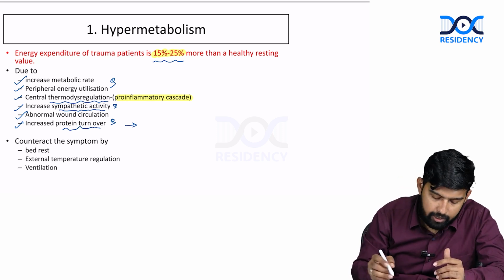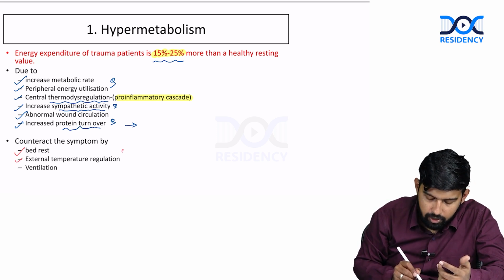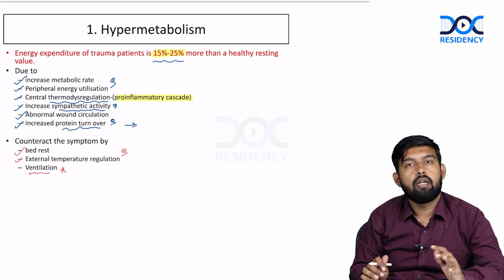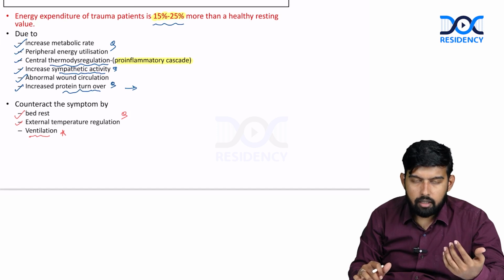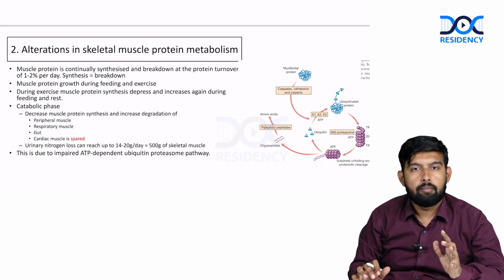By providing adequate bed rest, external temperature regulation, or proper ventilation. This is how we can minimize the hypermetabolism. Another response is alteration in the skeletal muscle metabolism.